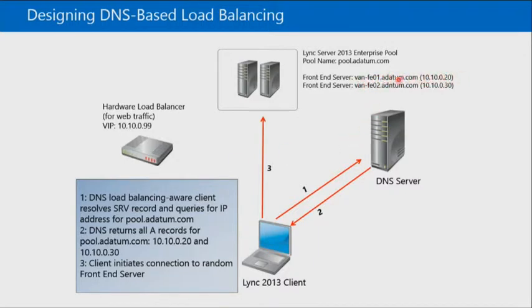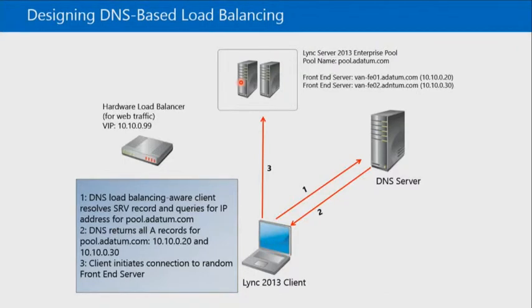There's van-feo1.8atom.com. But you also see that we've got this record here called pool.8atom.com. In fact, what happens is when your client goes out and requests from DNS the record for pool.8atom.com, it gets back both the 10.10.0.20 and the 10.10.0.30. It picks one of those at random and sends that request off to the front end. Whichever front end replies, it has knowledge of which of itself and its neighbors is the preferred one for that user and in what order.